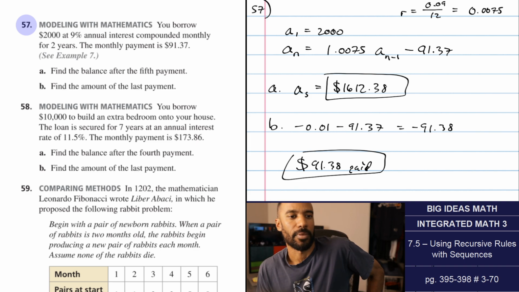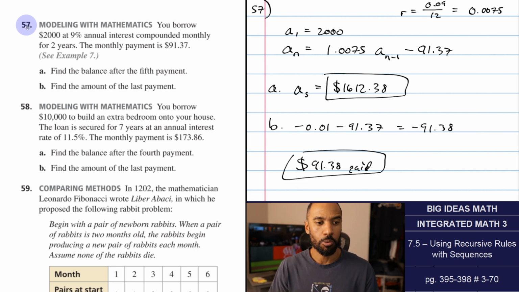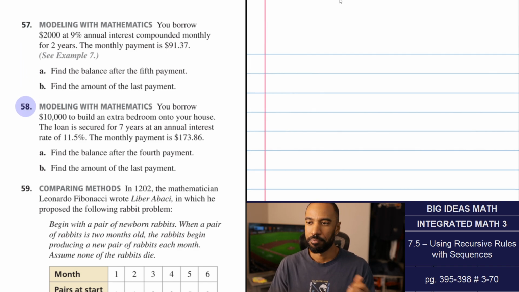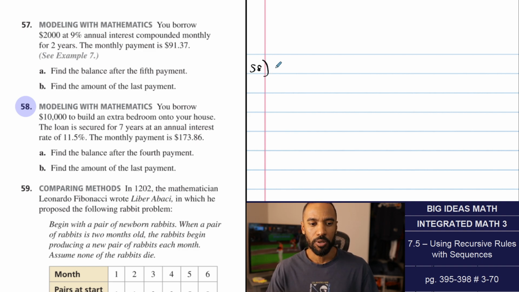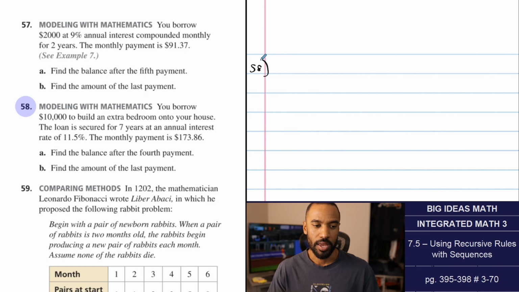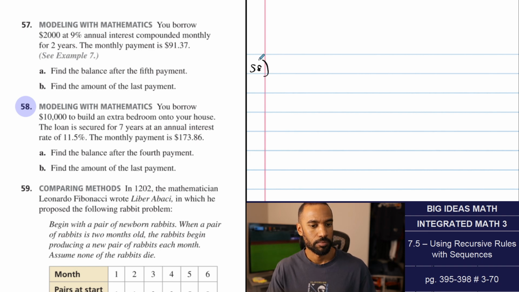Okay. I'll go a lot faster on this next one now that I have the sheet open, now that we've explained it. We'll go off that. Number 58, because I think 58's like that. Number 58, you borrow $10,000 to build an extra bedroom onto your house. The loan is secured for 7 years, that's 84 months, at an annual interest rate of 11.5%. The monthly payment is $173.86. The last one was compounded monthly. This one's not compounded monthly. So this one, I might work differently.